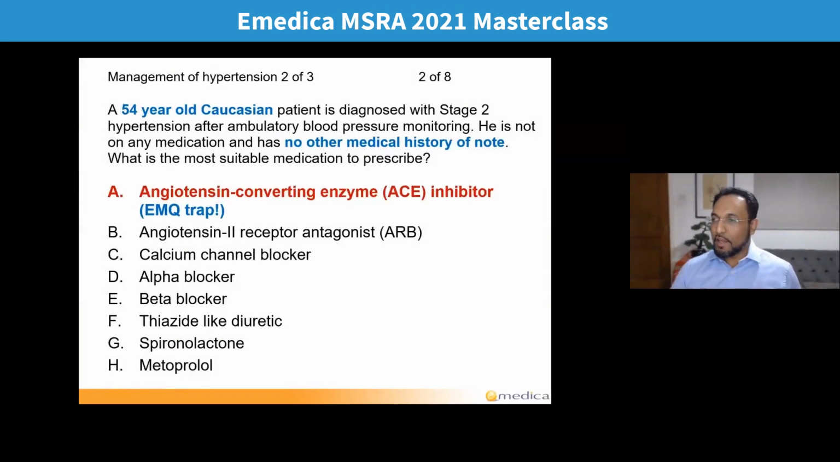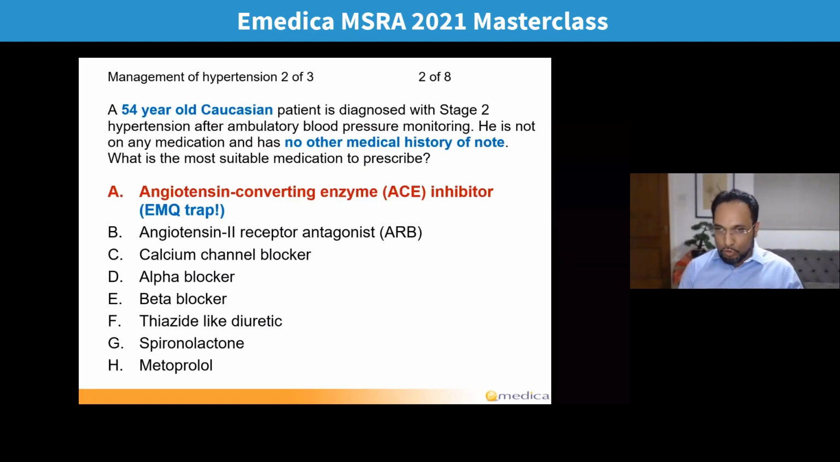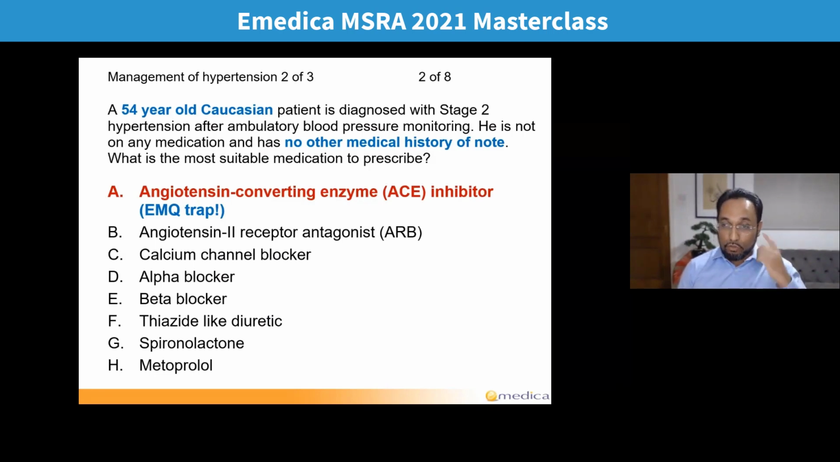Now, be honest, type in the chat, is there anyone that actually thought it was an ACE inhibitor, but then thought, I've just put A and I don't want to put 2 A's in a row because I think they're trying to get me? And even though you knew the answer was ACE inhibitor, because this is a Caucasian patient and they're under 55, you changed it because you overthought it.